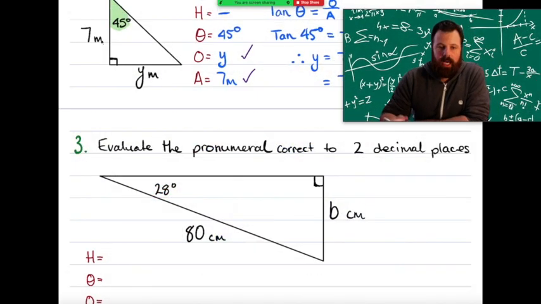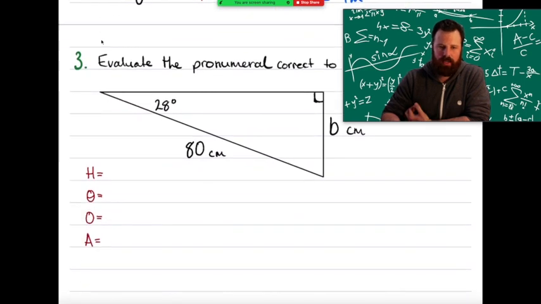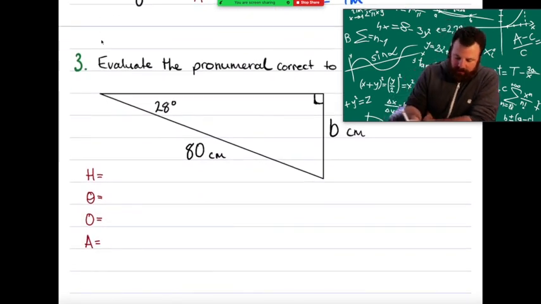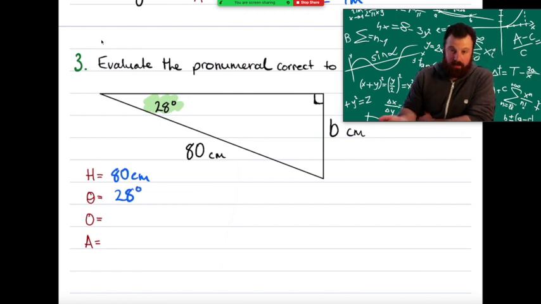Alright guys, example 3 here asks us to evaluate the pronumeral correct to 2 decimal places. So the pronumeral, remember, is just the letter that stands in the place of a number. So as always, the first thing is let's identify all our information. Our hypotenuse here, the side opposite the right angle, is 80 centimeters. Our reference angle is 28 degrees.